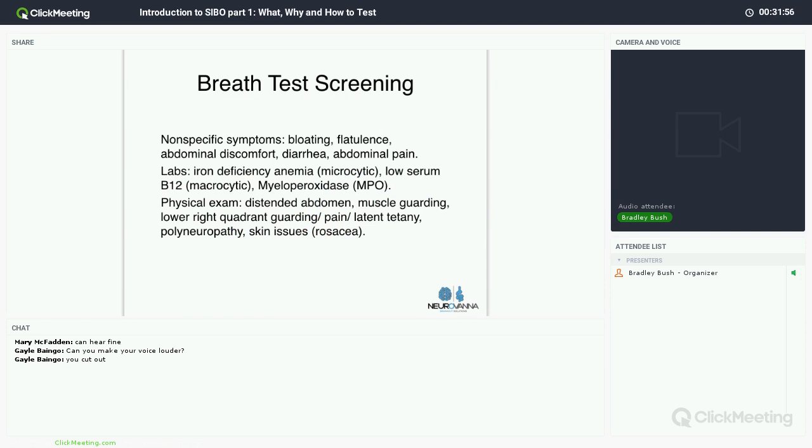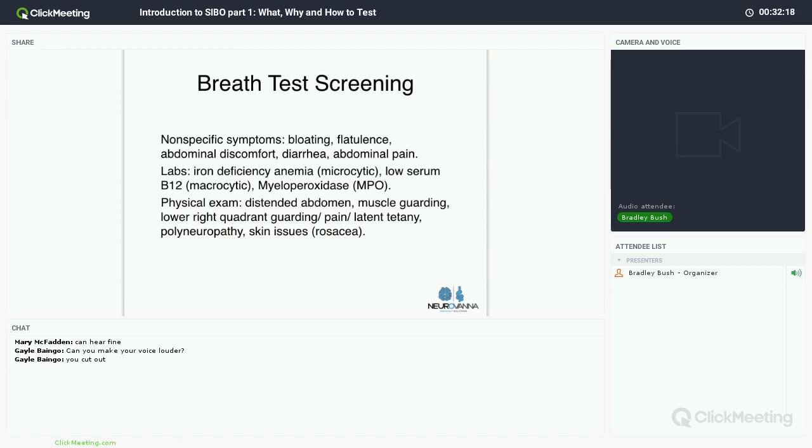So the breath test screening. First off, when I see a patient, I want to make sure that they have some pretty general symptoms that are associated with it. So it's like, hey, are you bloating? Do you have gas? Do you have any abdominal pain, diarrhea, or just general discomfort?